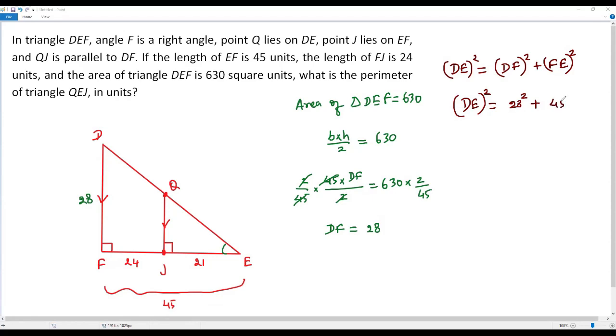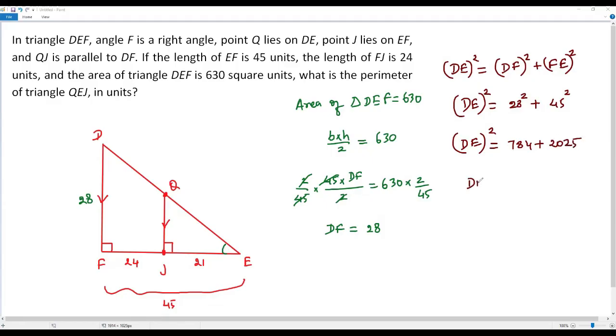We can plug in 45 for FE. Okay, DE square equals to, now let me calculate the value of 28 square. The value of 28 square is 784. Now let me calculate the value of 45 square. It is 2025. Let me write it over here.